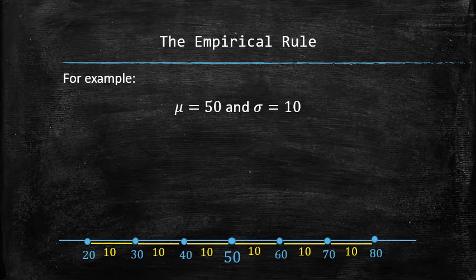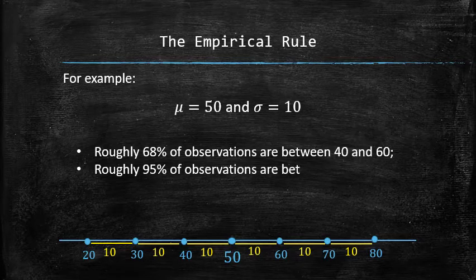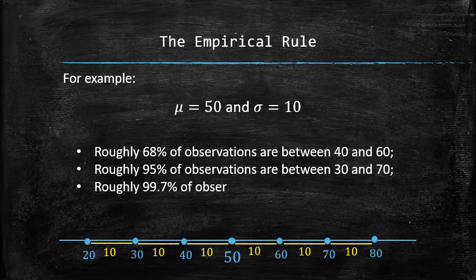For example, when the mean is 50 and the standard deviation is 10, roughly 68% of observations are between 40 and 60. Roughly 95% of observations are between 30 and 70, and roughly 99.7% of observations are between 20 and 80.